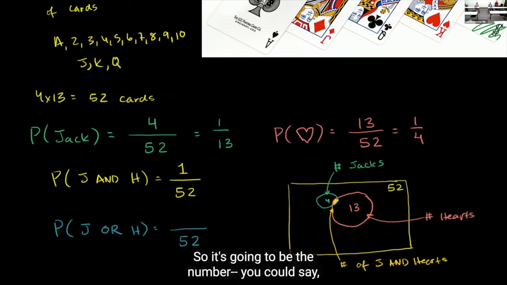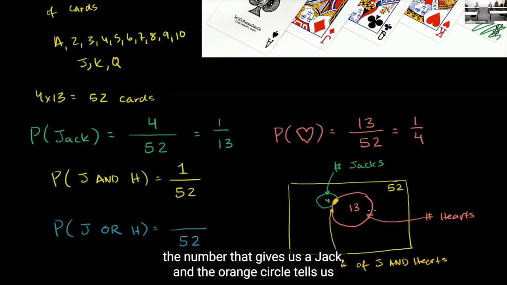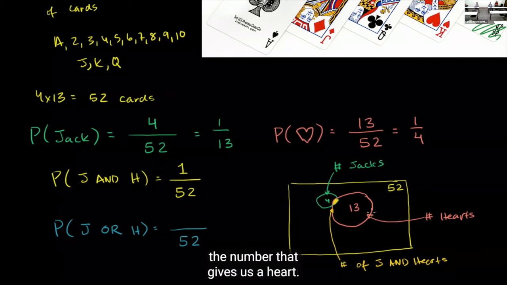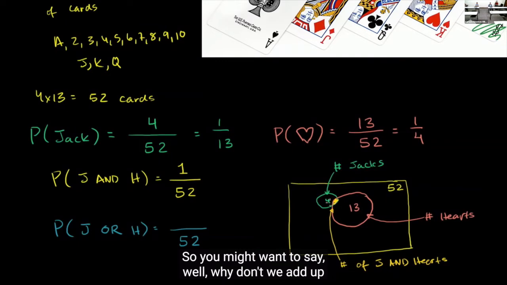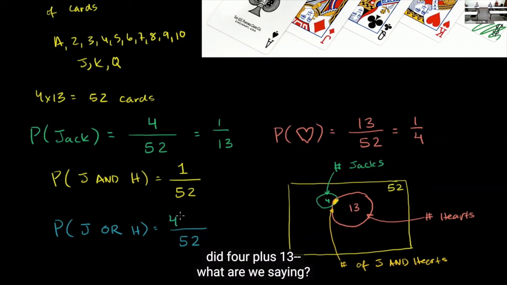So you could say, well, look, the green circle right there says the number that gives us the jack, and the orange circle tells us the number that gives us a heart. So you might want to say, well, why don't we add up the green and the orange? But if you did that, you would be double counting. Because if you just did 4 plus 13, what are we saying? We're saying that there are 4 jacks, and we are saying that there are 13 hearts.